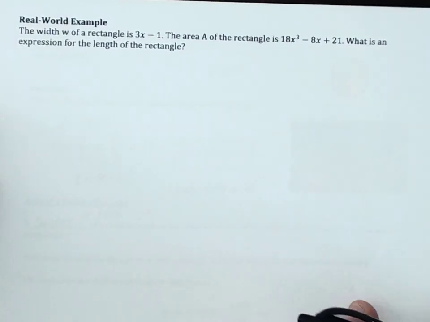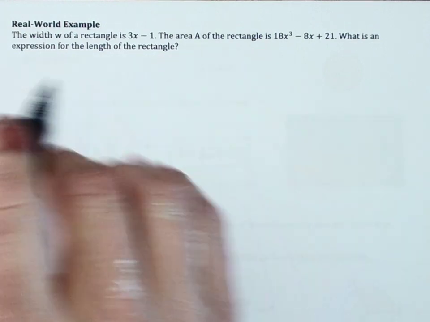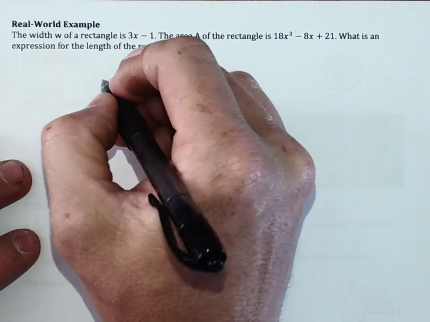We got a word problem on the back. The width, W, of a rectangle is 3x minus 1. The area, A, of the rectangle is 18x to the third minus 8x plus 21. What is an expression for the length of the rectangle? This is a very common problem we have done many times.